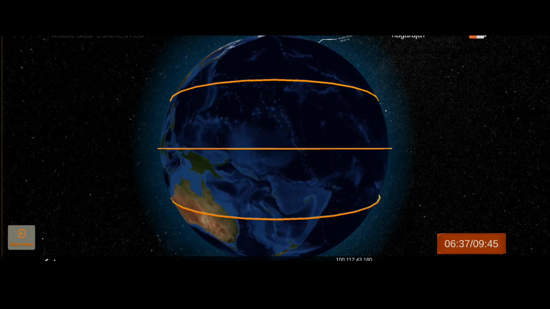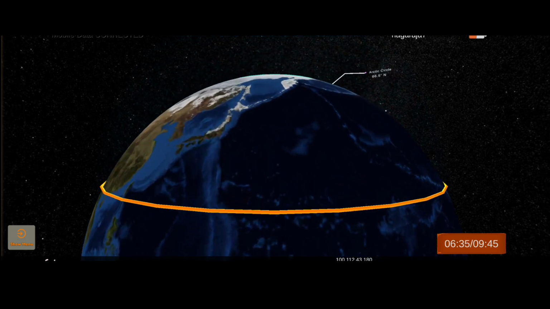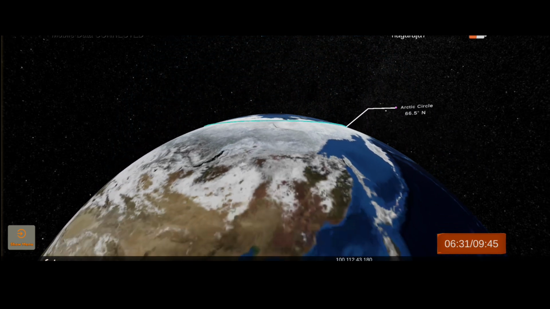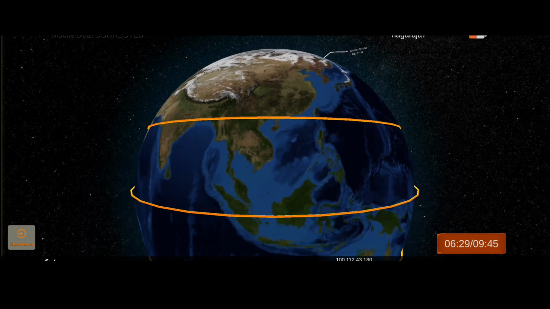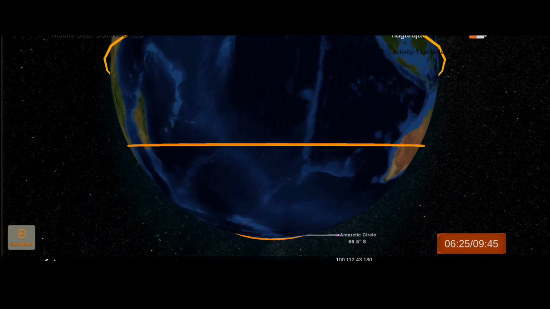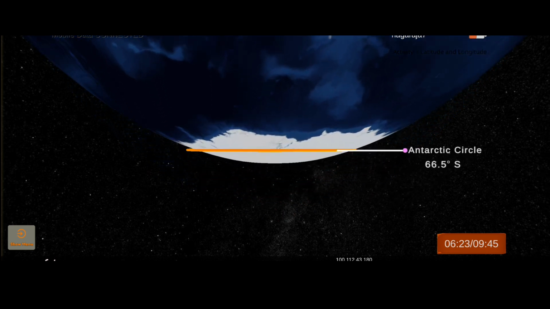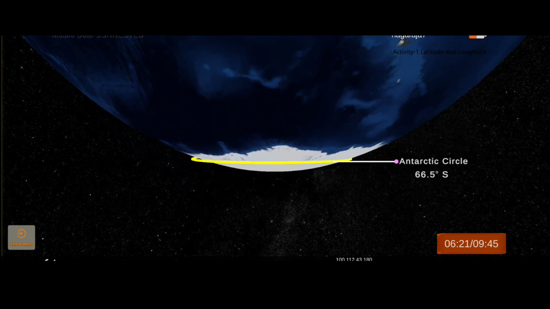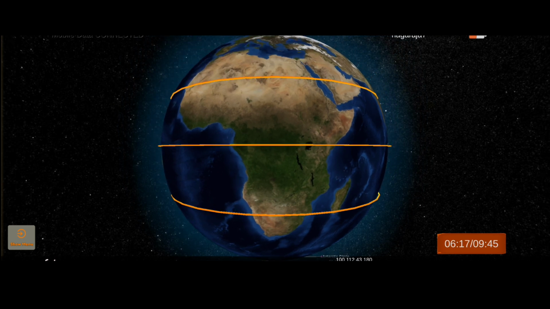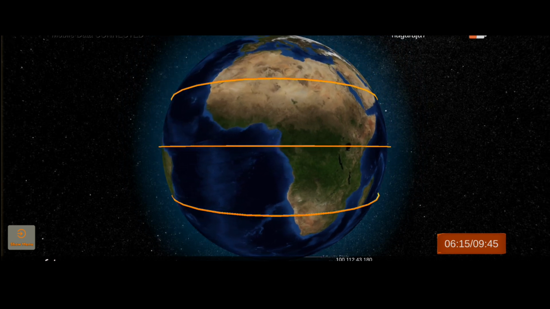Likewise, the Arctic Circle is another imaginary line located above the equator and closer to the North Pole. Its latitude is 66.5 degrees north. Similarly, the Antarctic Circle is an imaginary line situated below the equator and closer to the South Pole. Its latitude is 66.5 degrees south.